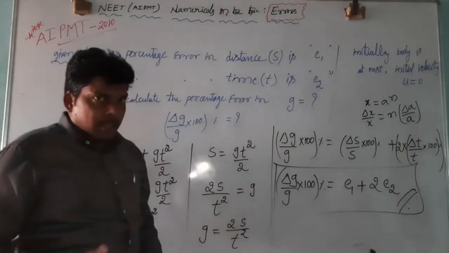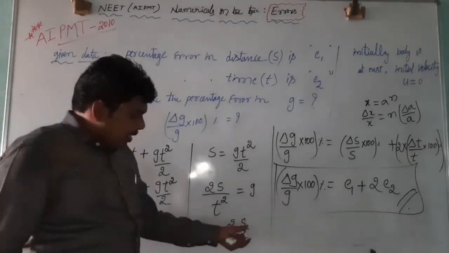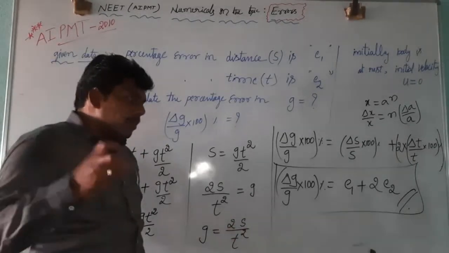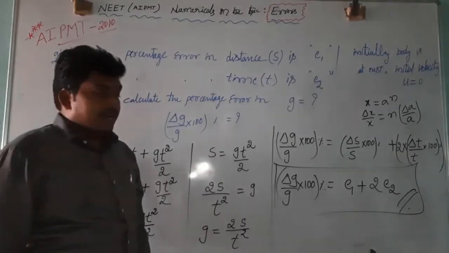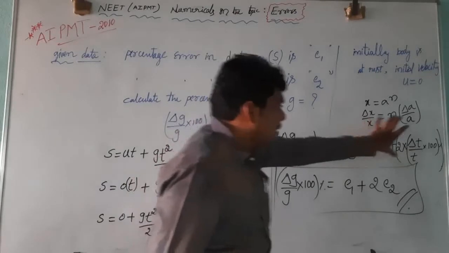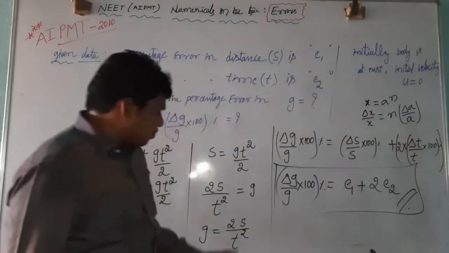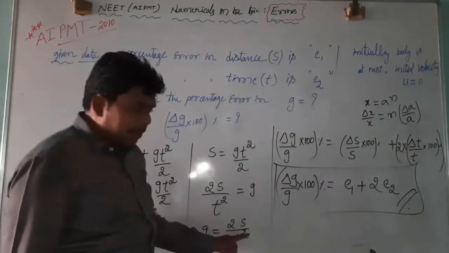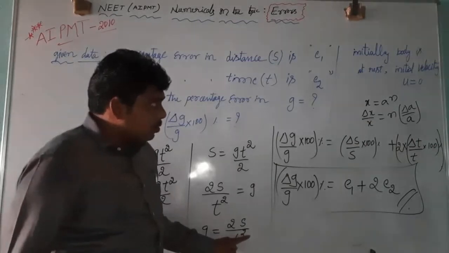Ratio of 2 means combination of errors due to a ratio, that is, you have to take the sum of the percentage errors which are present in the two physical quantities. Sum of the percentage errors. Here, for the t power 2 is there, so again we have to use one more formula.